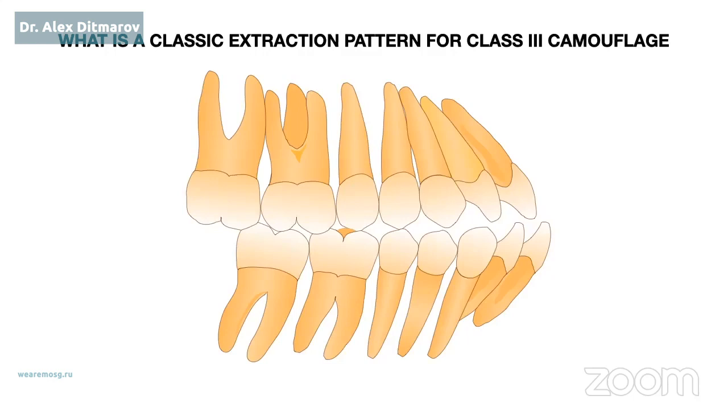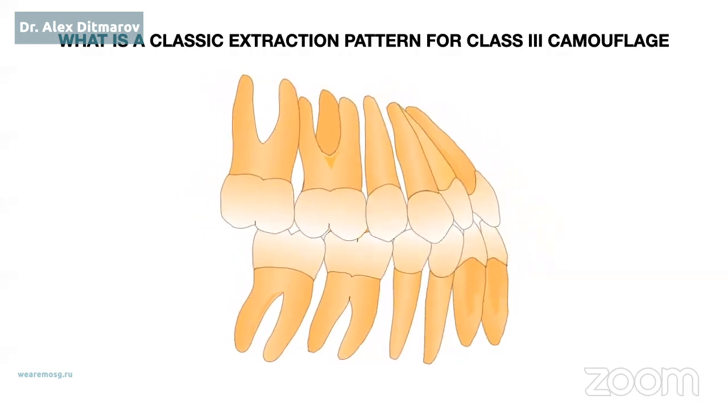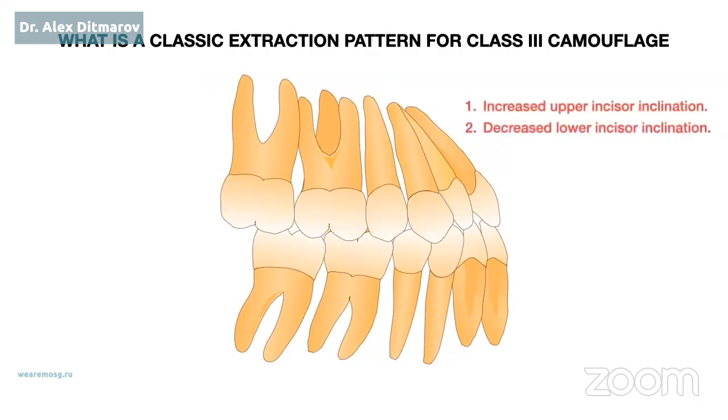Extracts second premolar maxilla and the first premolar. Exactly. The classic pattern of extraction in class 3 camouflage cases is extraction of the upper second premolars and lower first premolars. What we are getting by this, classically, there are two most prominent features of a camouflage class 3 case.